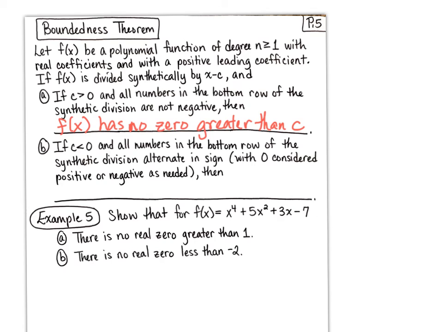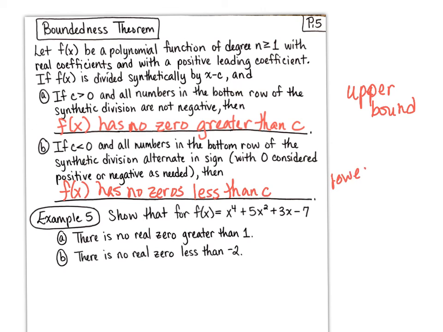Okay? Now, if c is less than 0, and all the numbers in the bottom row of the synthetic division alternate in sign, with 0 considered positive or negative as you need it, then f of x has no zeros less than c. So in other words, c is a lower bound. You get an upper bound from this one, and you get a lower bound here. Okay?